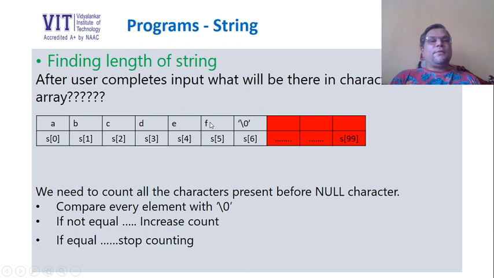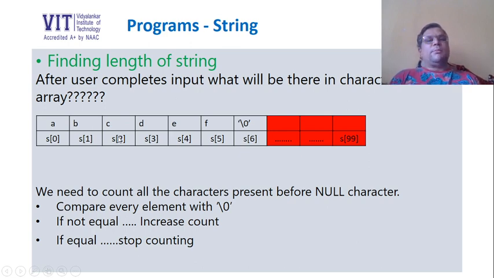So if I want to find the length of this string, I should start counting from here. That is the S0 element. I will compare this with the null character, that is \0. Since A is not matching with \0, we will increment the count and increase the length by 1. The initial count we will take equal to 0. Every time we go to the next element, that is S1 whose value is B, again I will compare with the null character. Since not matching, we will increment the count.